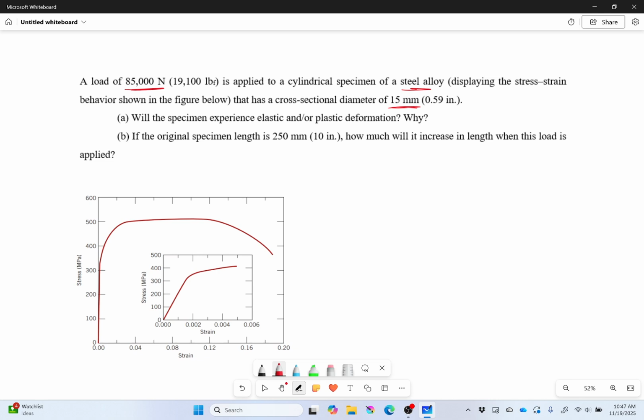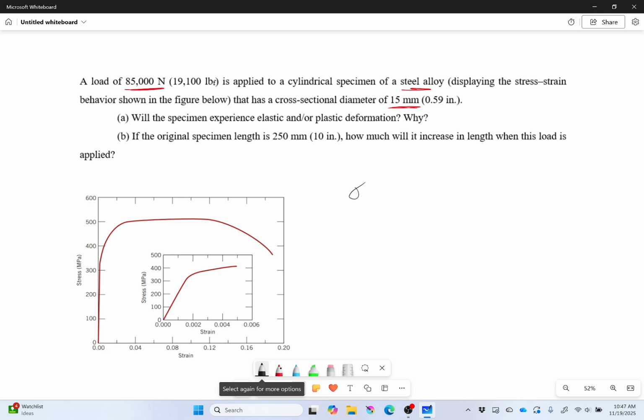Well, if we're going to figure that out, we have to determine, did we leave this linear region? If we did, we're most likely going to be a mixture of elastic and plastic, because once we get past somewhere in here, it's going to have plastic deformation. So let's calculate it. First we calculate the stress and then go from there.